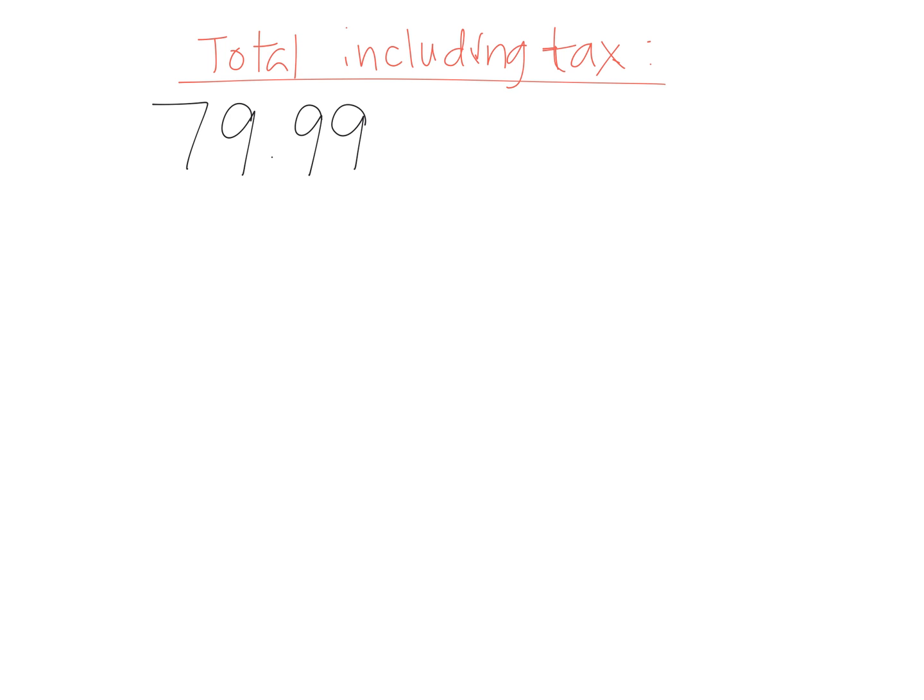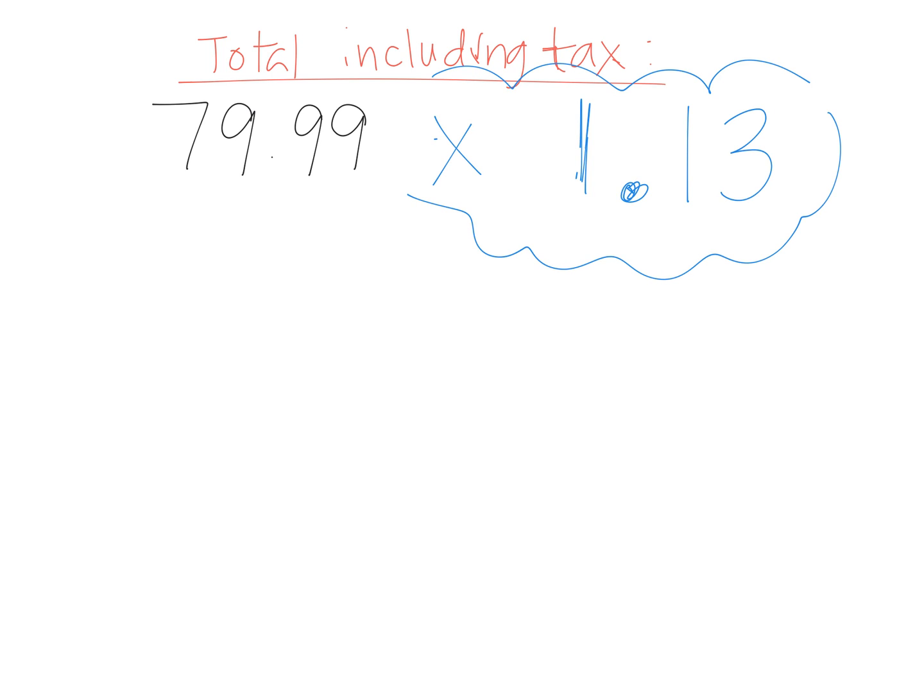To find the total, including tax, all in 1 step, instead of multiplying it by 0.13, does anyone know what we multiply it by? 13%. That is actually 0.13, that would just give you the tax. But we're going to take it and multiply it by 1.13. And the reason we're doing that is because, think about it, you're multiplying it by 0.13, which is what we did before. That gives you just the tax.